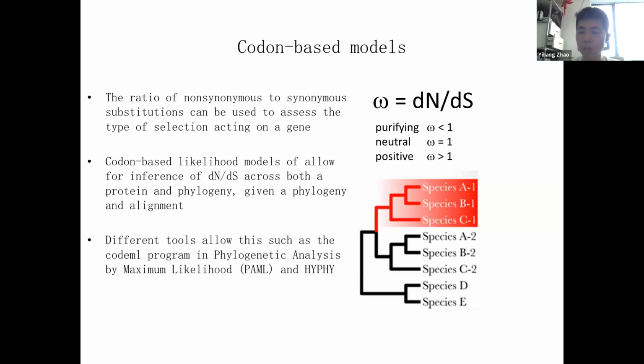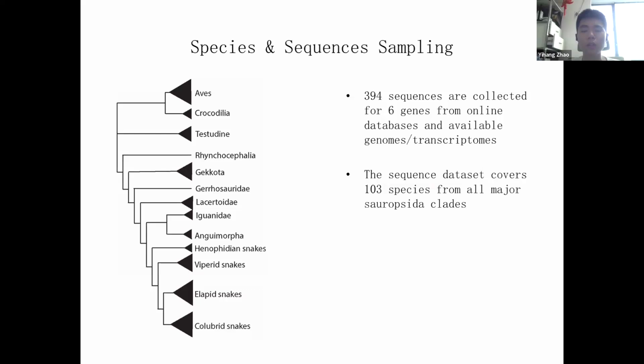And the codon model will allow me to estimate a dN/dS ratio for the target group and another dN/dS ratio for the rest of the species, so I could compare them. And here are the species and sequence sampling. Around 400 sequences were collected for 6 genes from online databases or pulled out from available genome and transcriptomic datasets. The sequence dataset covers around 100 species from all major Squamata clades, as shown in these trees.